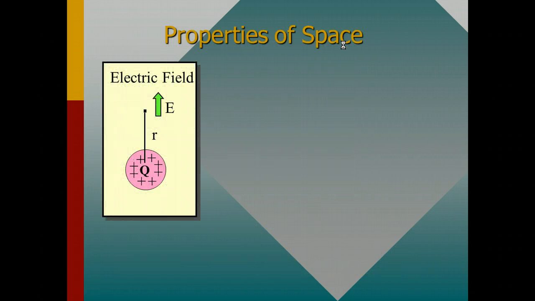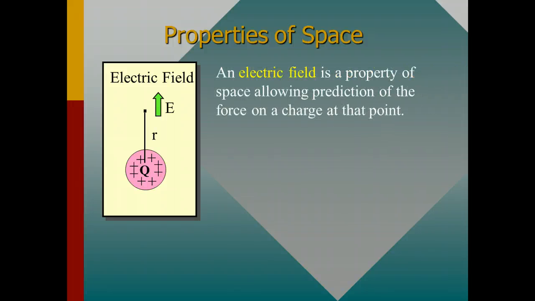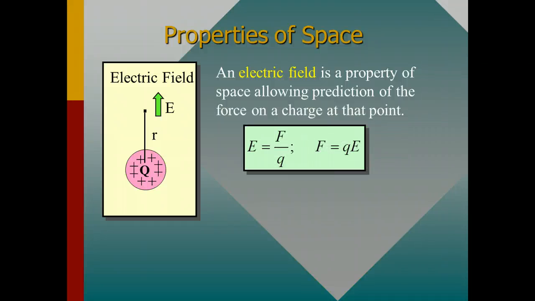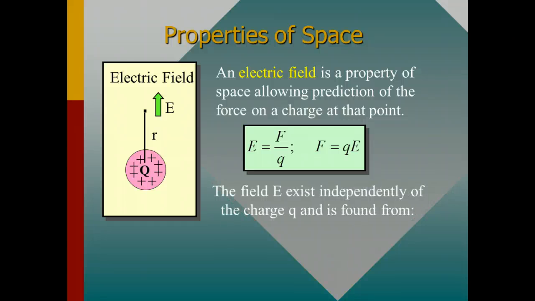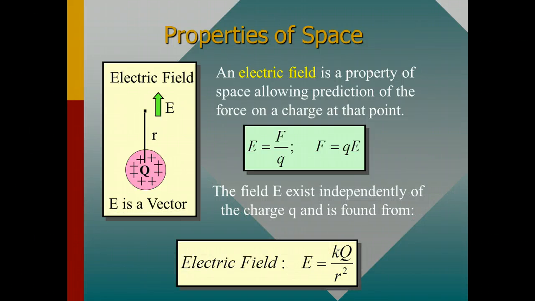Now, we should remind ourselves that we've talked about electric field as a property of space that allows us to figure out the force on a charge at that location. Our electric field is given by force per charge. That is, that we can predict the force by taking our charge and multiplying it by the electric field at that point. The field exists independent of the charge and is found by this equation, KQ, big Q, where Q is the source charge here, divided by R squared.